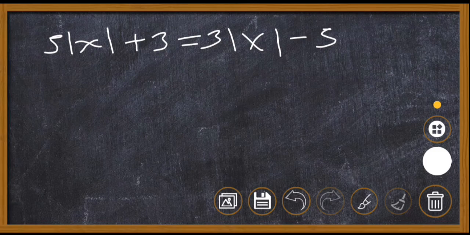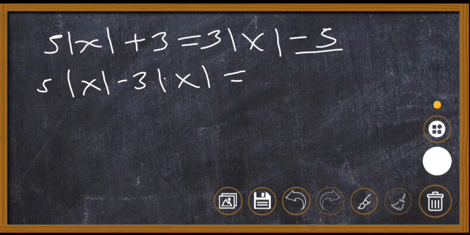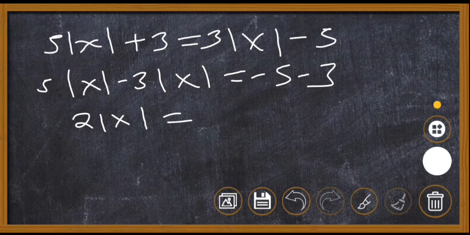So in this case, we have this and this have the same values, so we can simply evaluate them. So what we're going to do is collect the like terms. We're going to have 5 modulus of x, and then when this comes to the left side, it becomes negative 3 modulus of x equals, here we remain with what? Negative 5. And when this comes to the right side, it becomes negative 3. So what is 5 subtract 3? We're going to have 2 modulus of x equals negative 5 subtract 3. We're going to have negative 8.